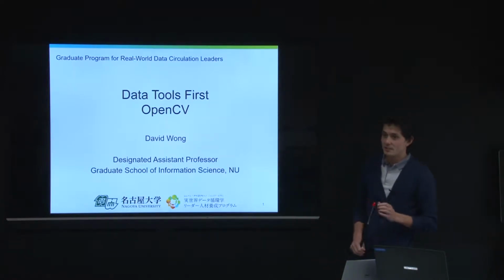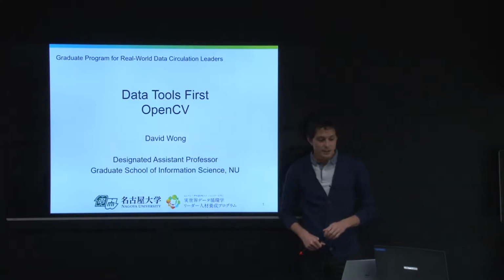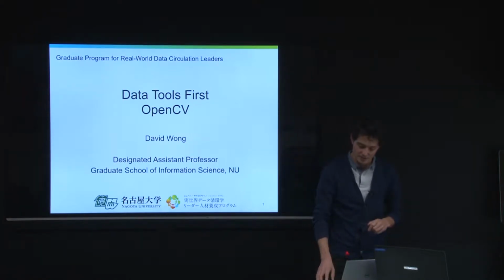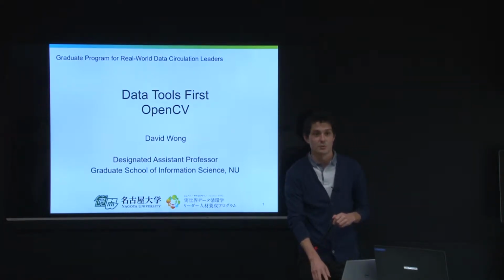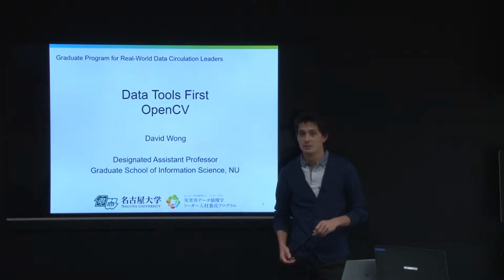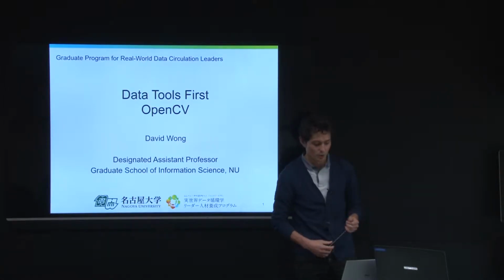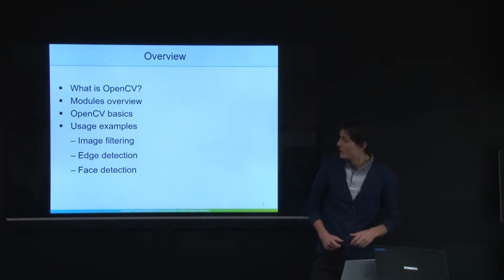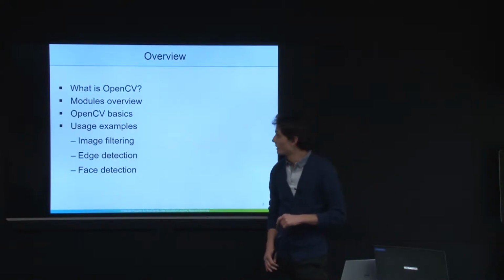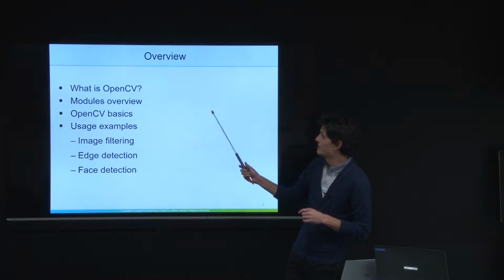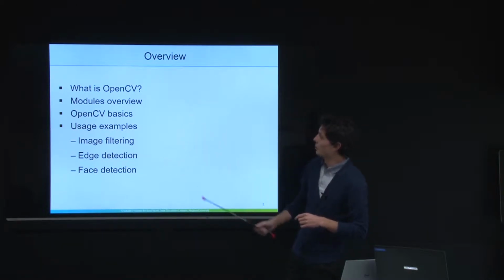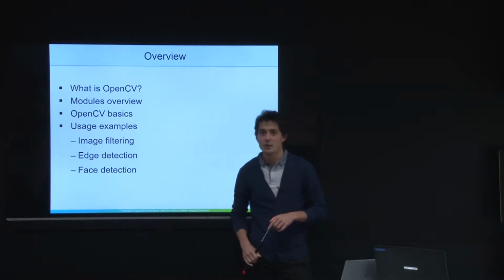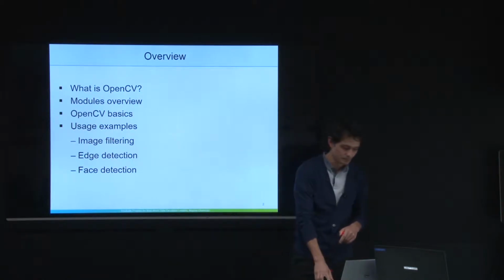Next we'll be looking at OpenCV, an image processing library. A lot of research is done with OpenCV, anything to do with image processing, tracking, video analysis, and so on. OpenCV is a very widely used library. So we'll start off with a little bit of an overview on what OpenCV is, and then we'll look at some of the modules it includes and do some basic operations using OpenCV.